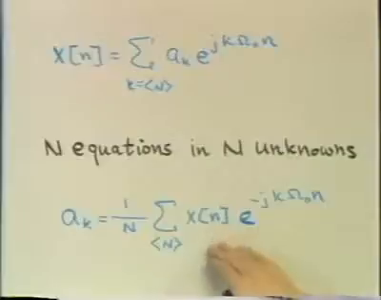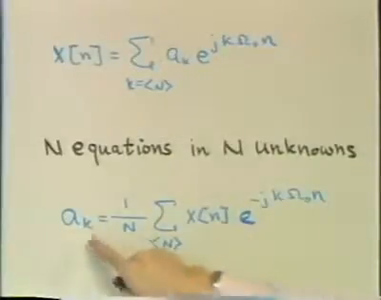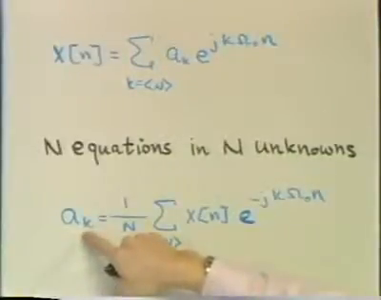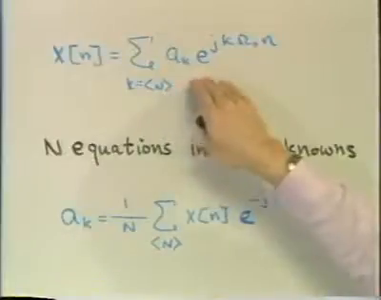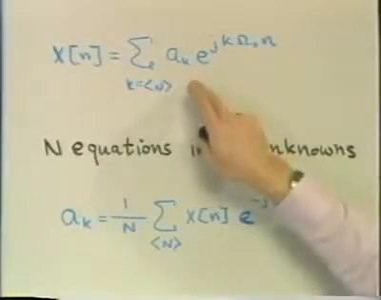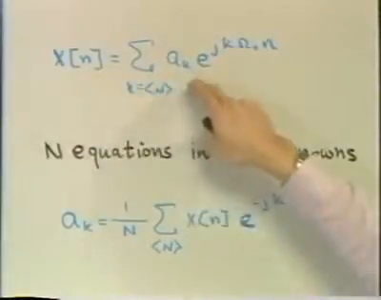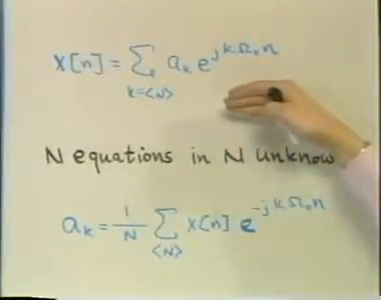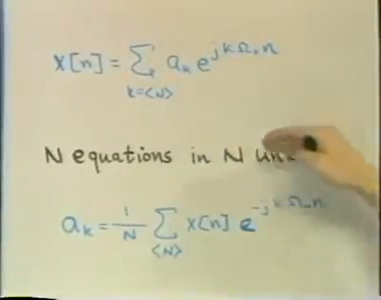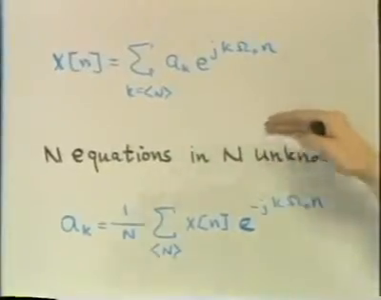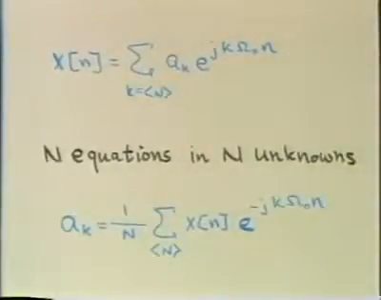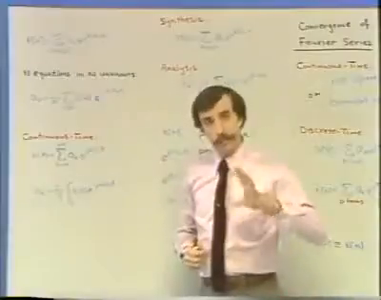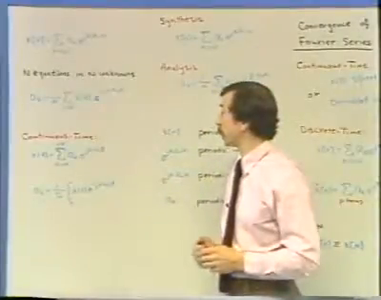And so this tells us how from x of n to get the a sub k's. And of course, the first equation tells us how x of n is built up out of the a sub k's. Notice, incidentally, that there is a strong duality between these two equations, and that's a duality that we'll return to actually toward the end of the next lecture.